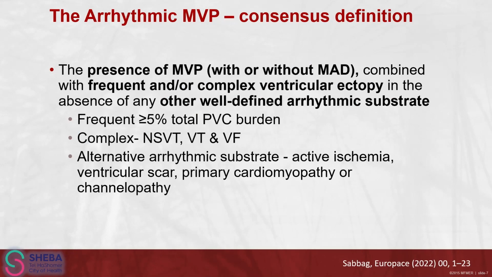Our definition for arrhythmic MVP requires the presence of mitral valve prolapse, with or without mitral annular disjunction, combined with frequent and/or complex ventricular ectopy, and very importantly, in the absence of another arrhythmic substrate. So this is, to a great extent, a diagnosis of exclusion. We defined frequent as at least 5% total PVC burden a day, and complex as non-sustained VT, VT, or VF.